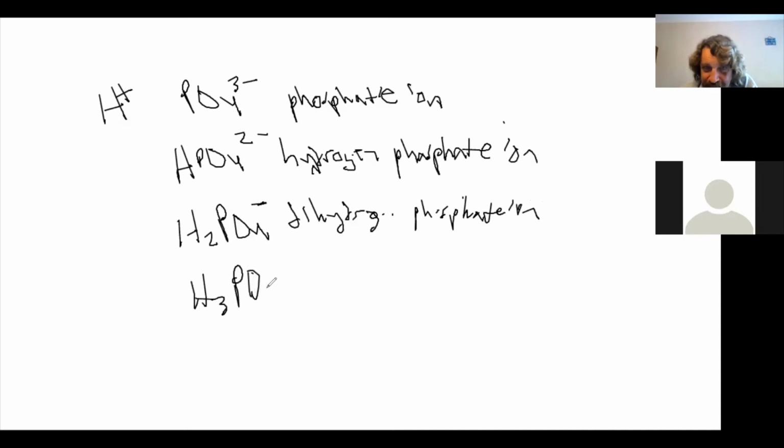What about if we add another one? Notice that there's no charge on it. It's no longer an ion. So we're not considering that right now. That's not an ion anymore. We're going to talk about that in a few minutes, but it's no longer an ion.